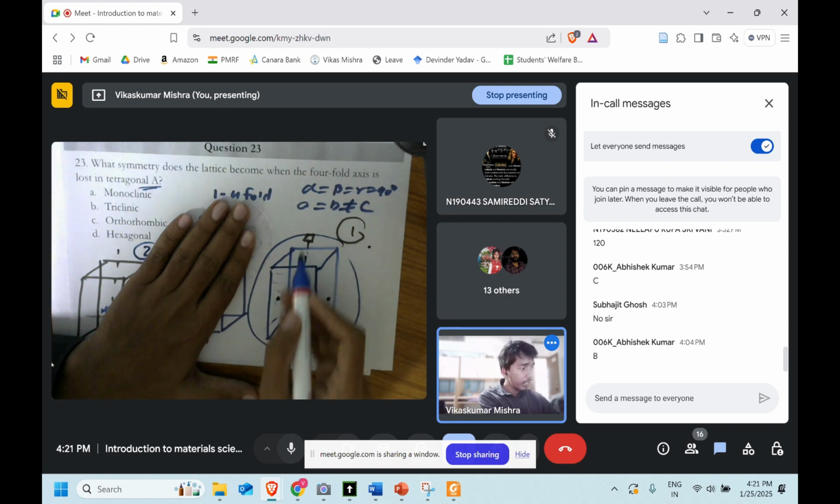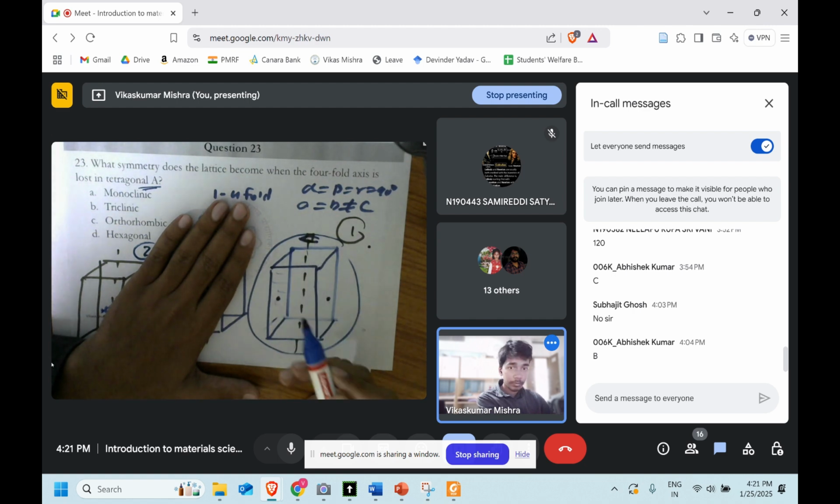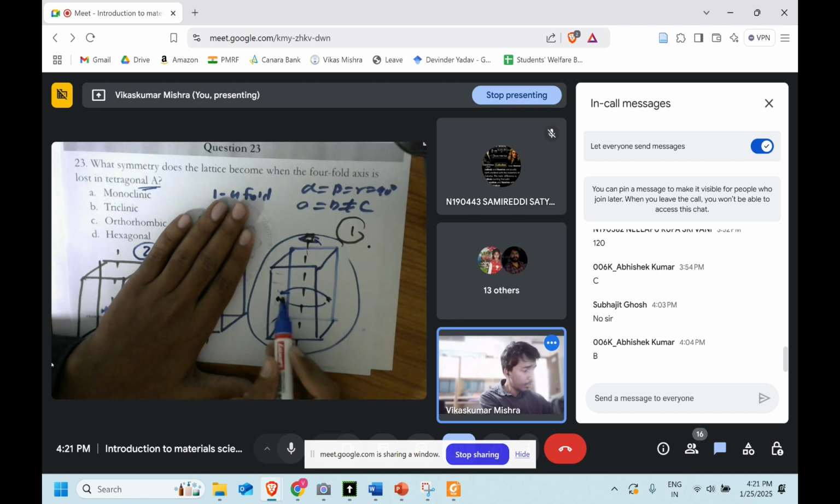Let us see whether it will satisfy the twofold symmetry. About this I am rotating by the twofold. Rotate it. This will come over here and this will come over here. The entire rotation will take place of 180 degrees. Twofold means 180 degree rotation. So about this it will happen.